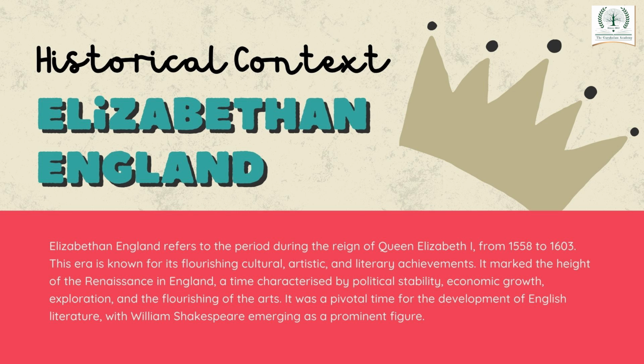Historical context. Elizabethan England. Elizabethan England refers to the period during the reign of Queen Elizabeth I from 1558 to 1603. This era is known for its flourishing cultural, artistic, and literary achievements. It marked the height of the Renaissance in England, a time characterized by political stability, economic growth, exploration, and the flourishing of the arts. It was a pivotal time for the development of English literature, with William Shakespeare emerging as a prominent figure.